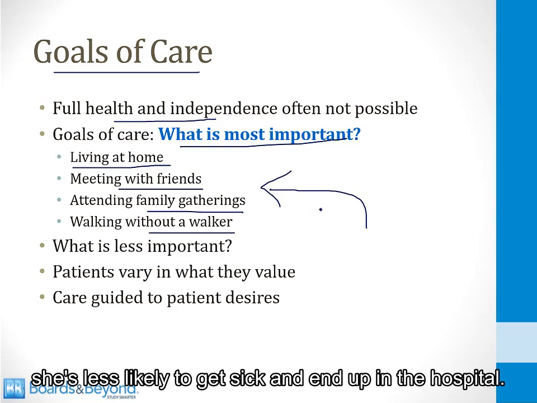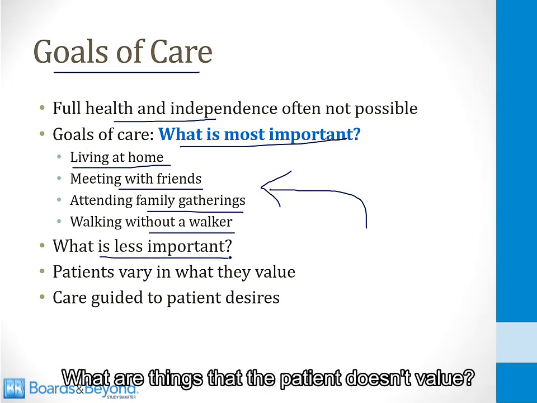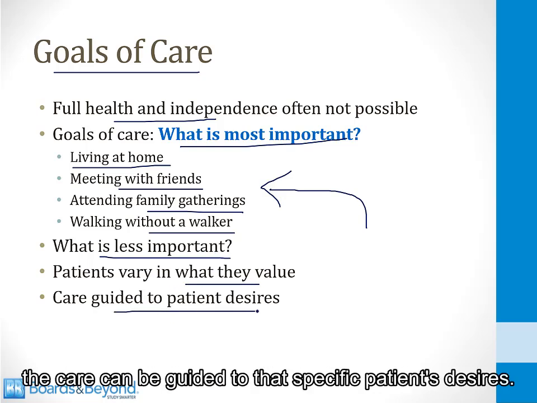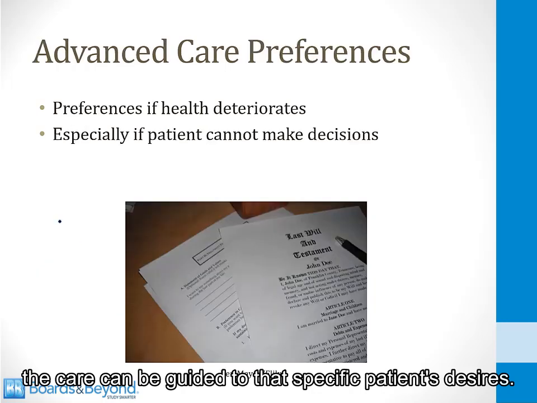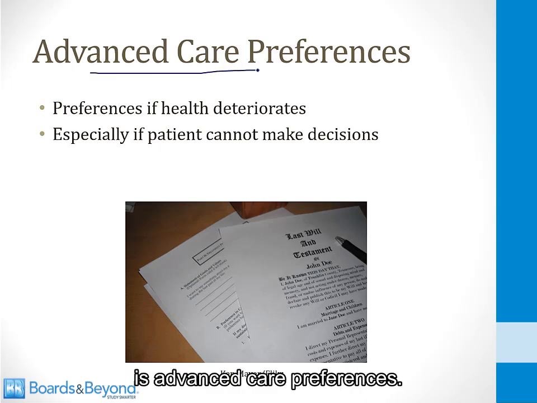So goals of care involves determining what is most important, and also what is less important, what are things that the patient doesn't value. And patients vary in what they value, so when you figure this out, the care can be guided to that specific patient's desires. And then the last thing I'll mention that's important among geriatric patients is advanced care preferences.